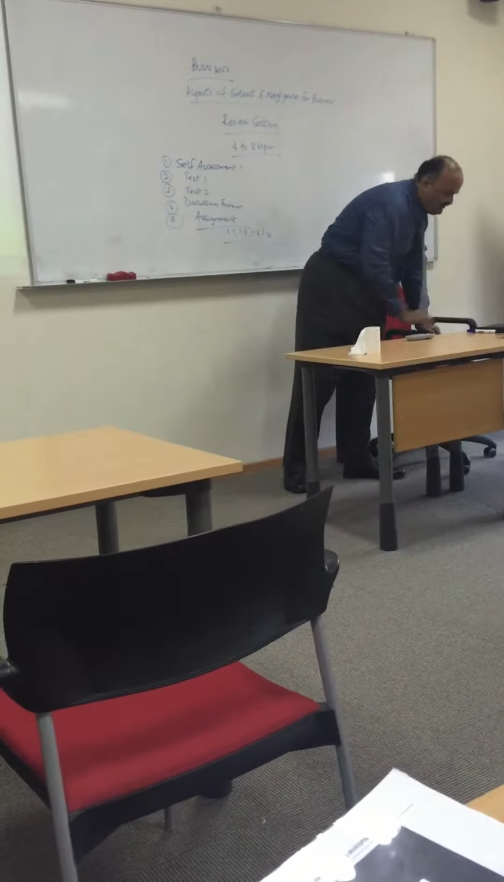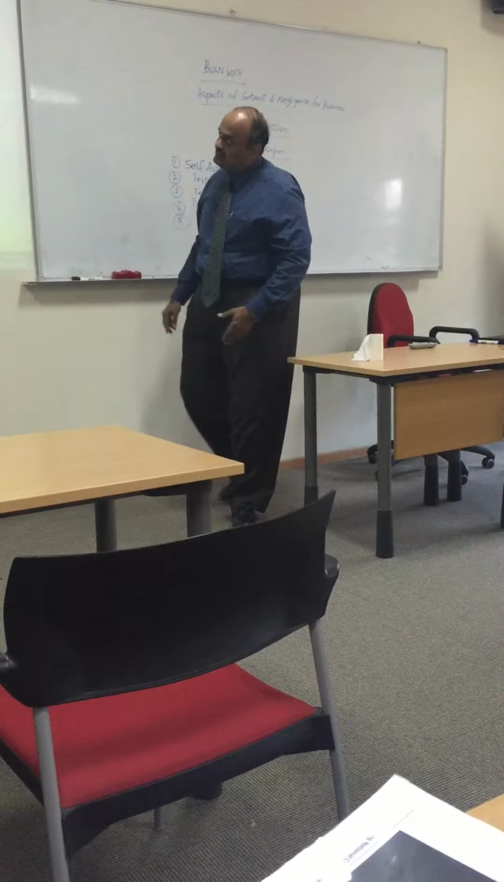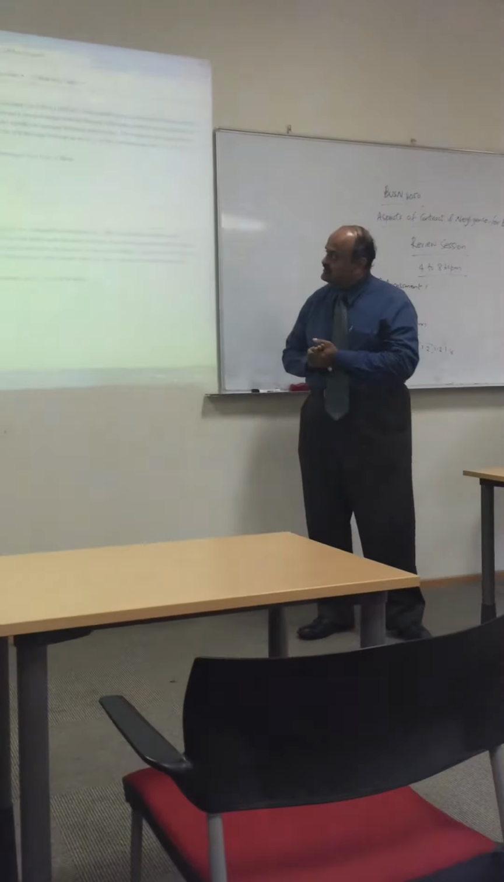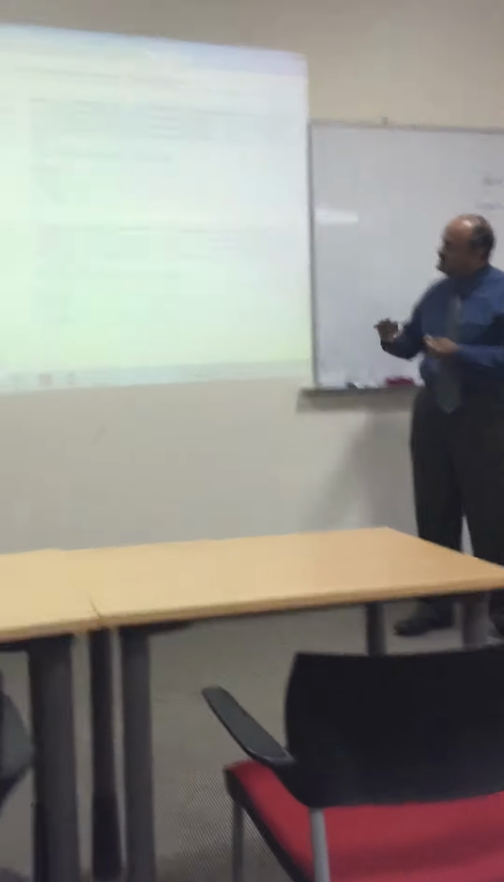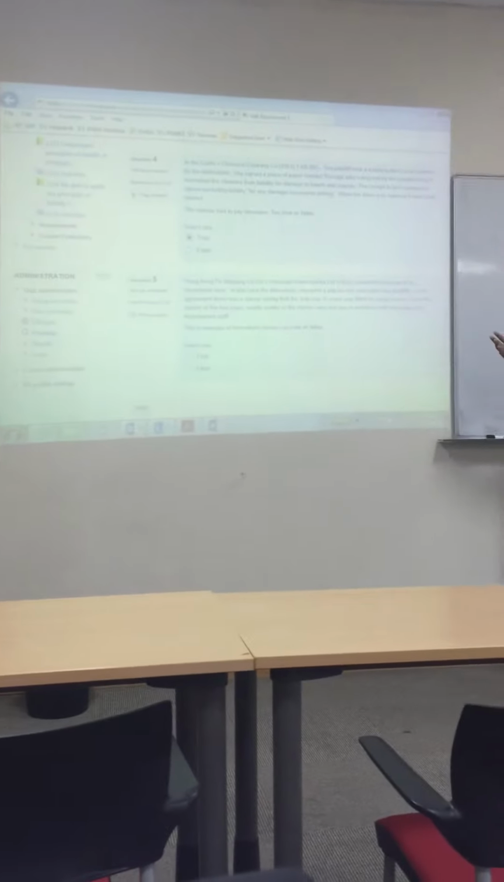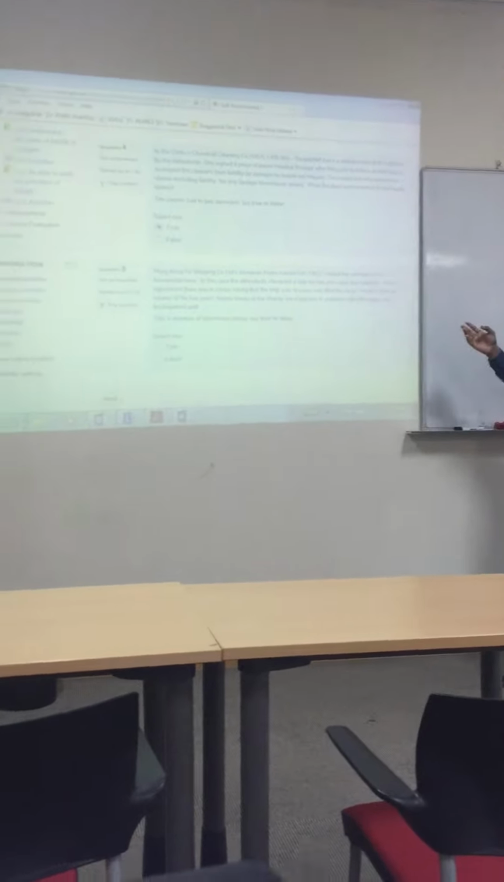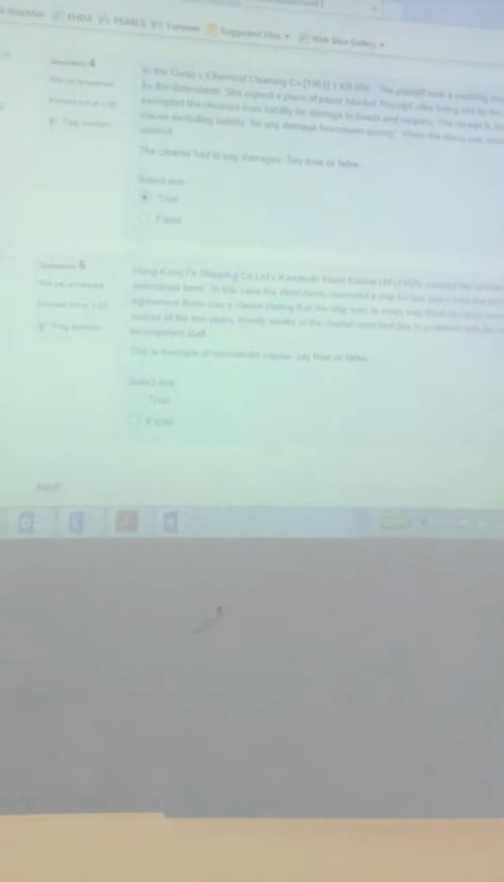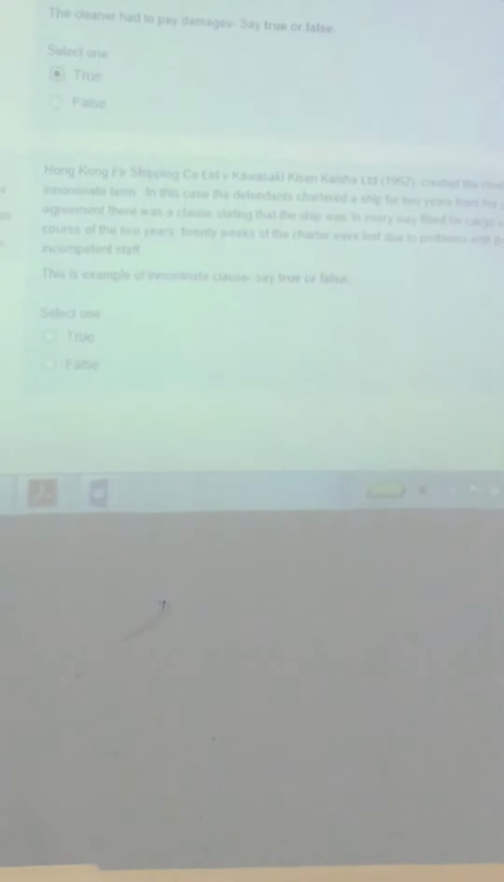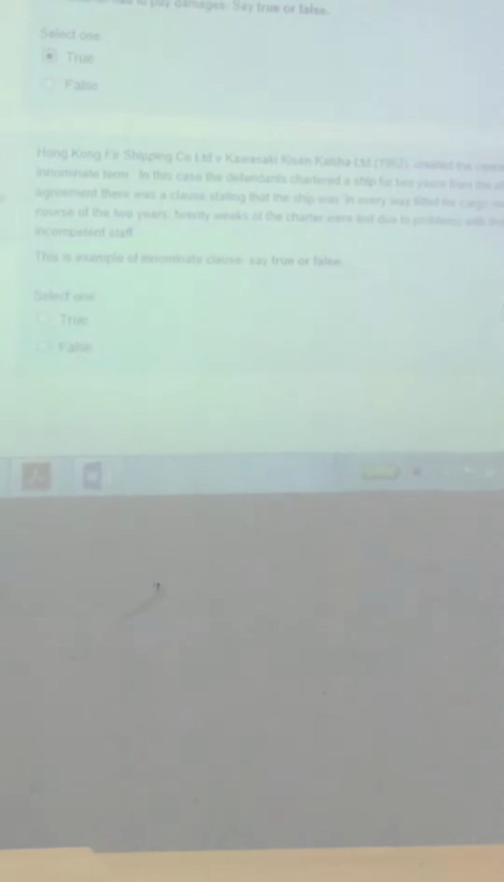That's the responsibility. Okay. So next one is Hong Kong Fir Shipping Company versus Kawasaki created the concept of an innominate term. In this case, the defendants chartered a ship for 2 years from the plaintiffs. In the agreement, there was a clause stating that the ship was in every way fitted for cargo service. Over the course of 2 years, 20 weeks of charter was lost due to problems with the engine and incompetent staff. This is an example of an innominate clause. True or false? True.